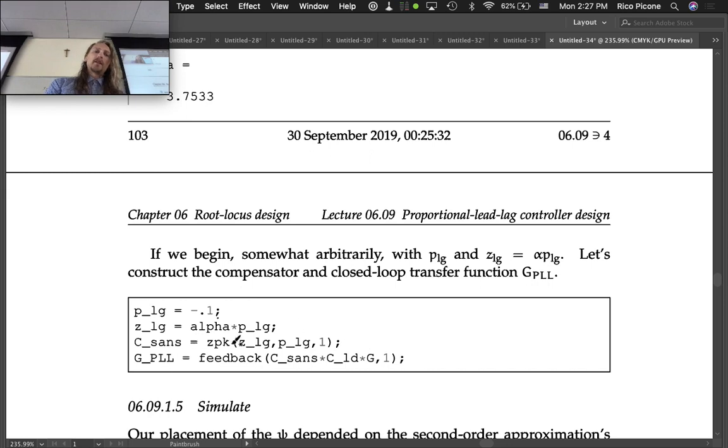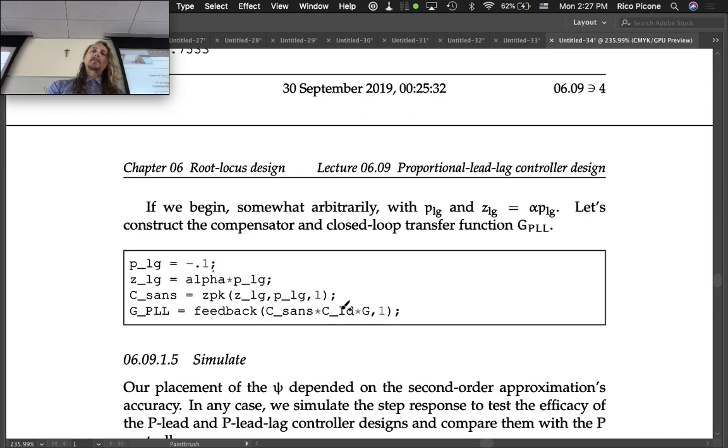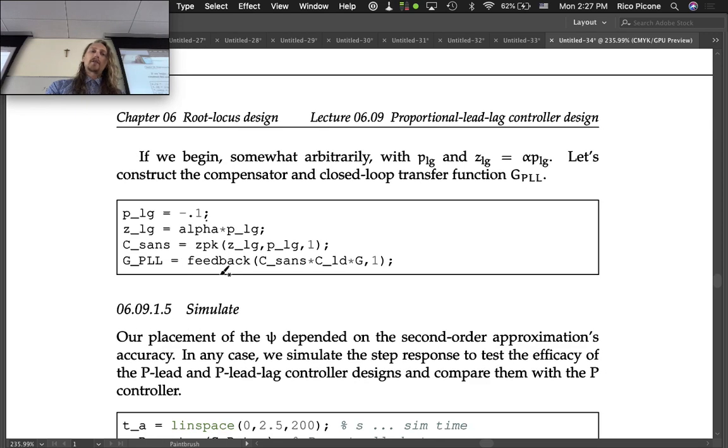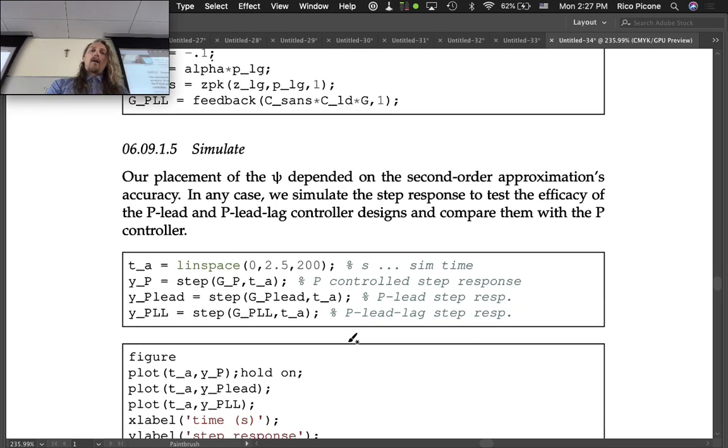Then we construct the compensator transfer function. We do the nice feedback transfer function calculation. And then it's just down to simulating. Okay? Now we just simulate what happens for the closed loop transfer function with P control, with P lead control, and then with P lead lag control.